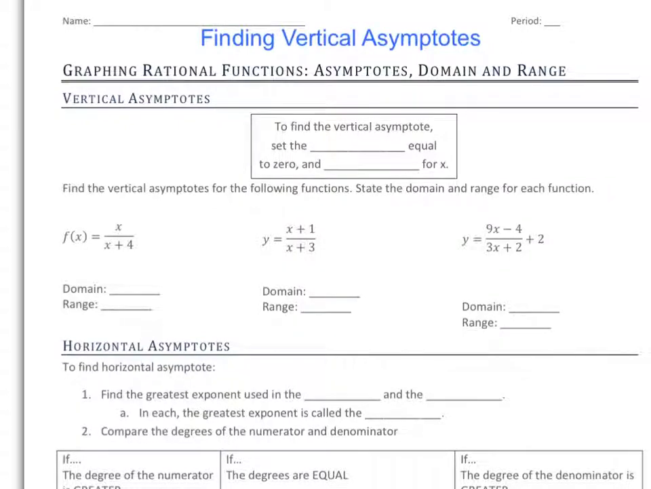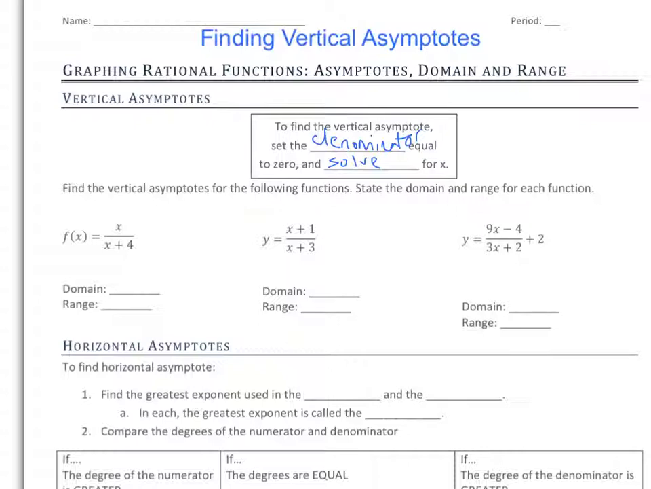So let's talk about how to find vertical asymptotes. To find the vertical asymptote, we're going to set the denominator equal to 0 and solve for x. For this lesson we're going to focus on finding the vertical asymptote and also finding the domain.